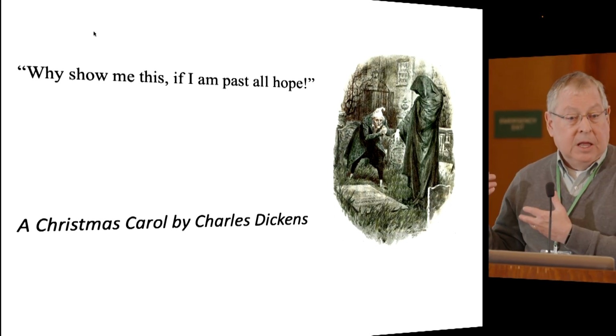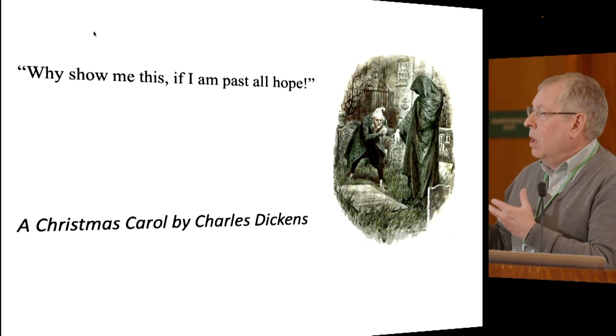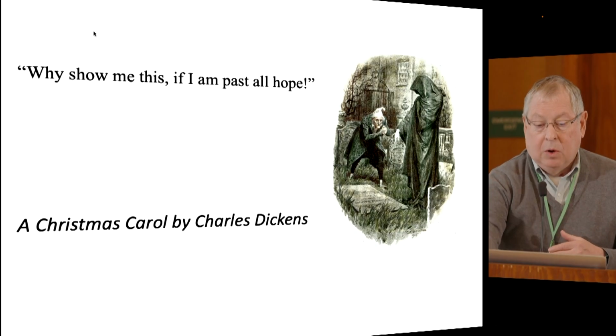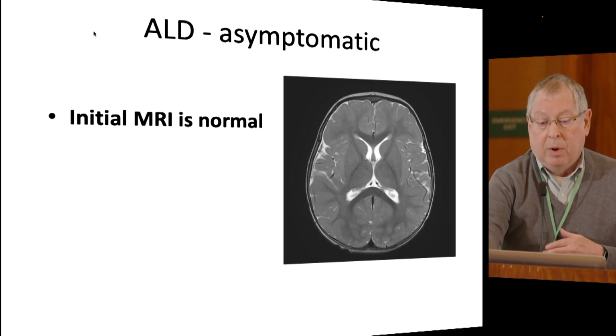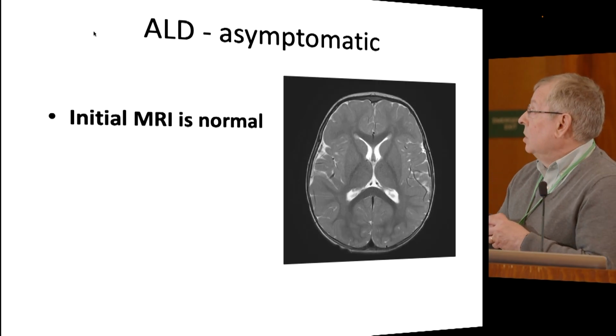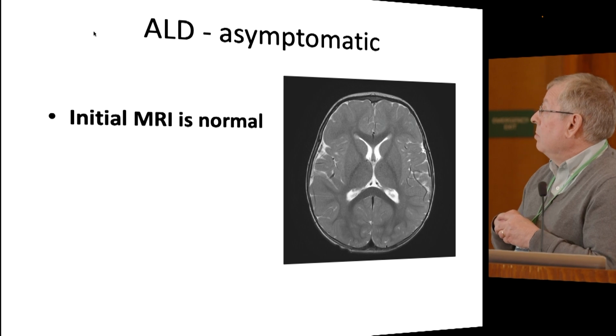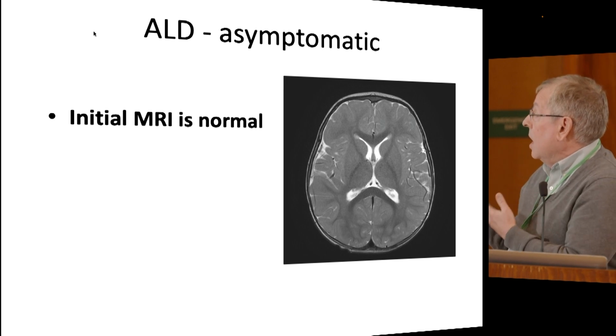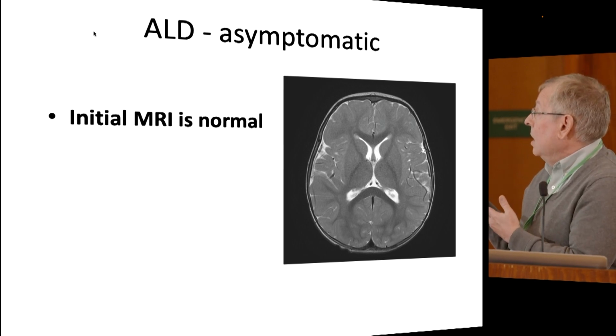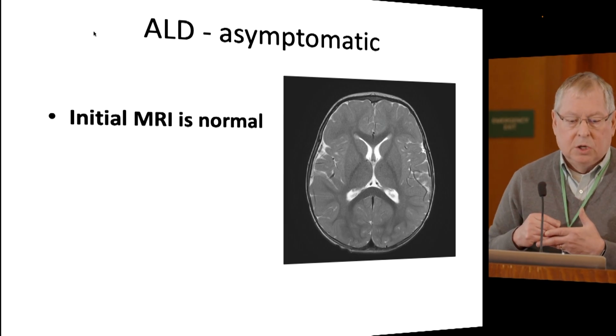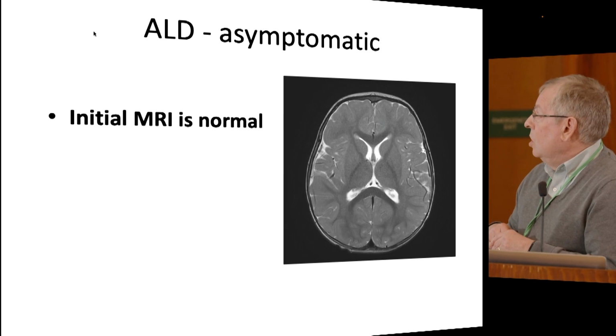We saw a slide yesterday on the Cheshire Cat, and so I'm doing my homage to Charles Dickens today. Why do I want to see that? Well, we want to avoid that. We want to provide hope. And this is what the ALD MRI looks like in an asymptomatic individual. This is actually a boy with ALD. His MRI is completely normal at this stage. There is no lesional involvement.